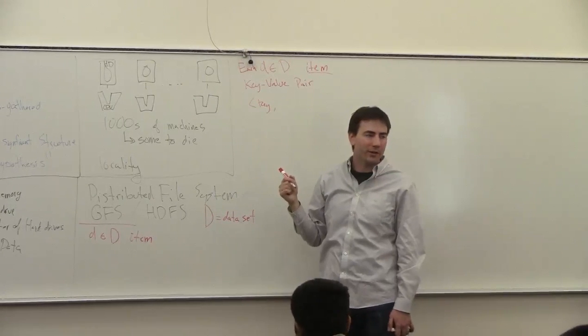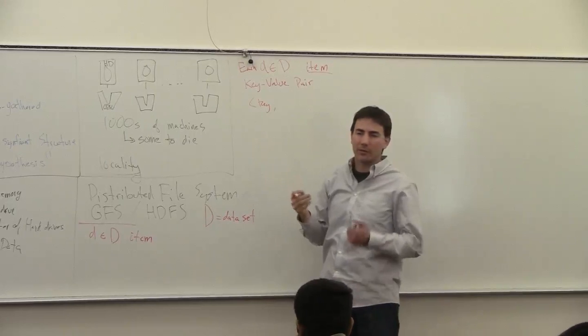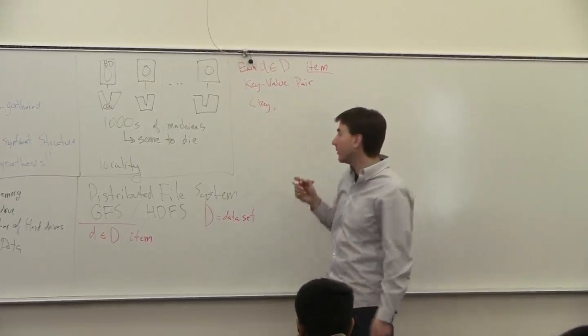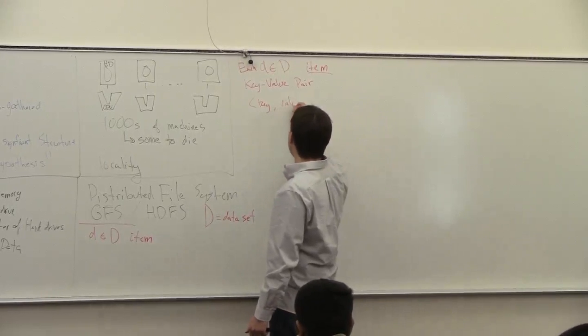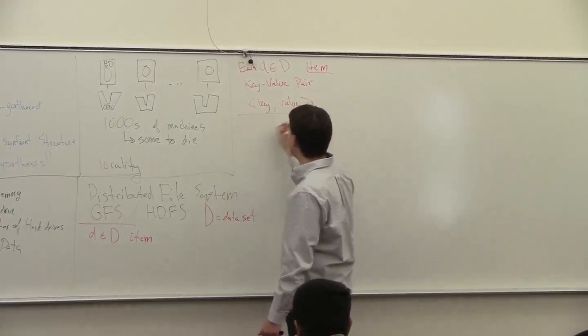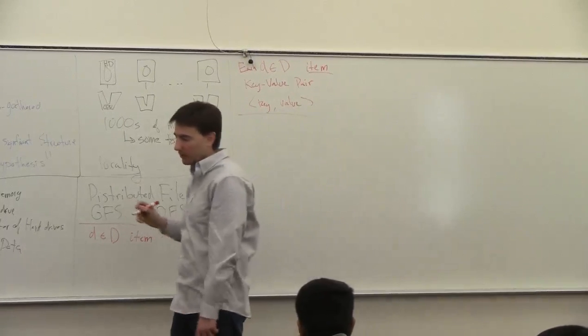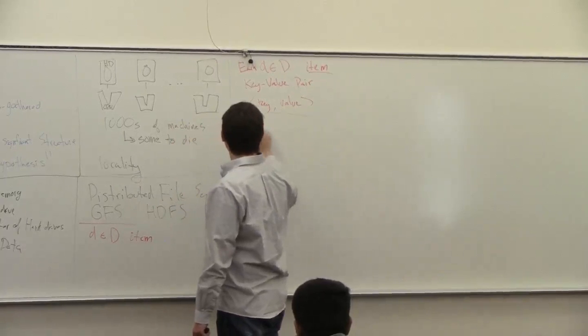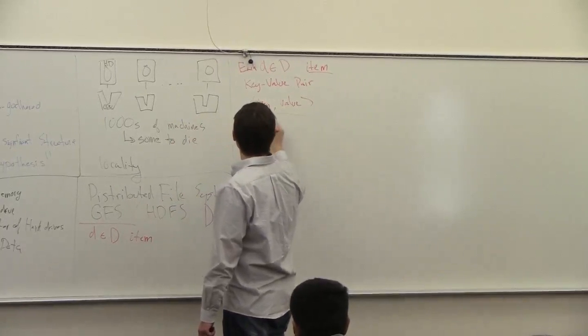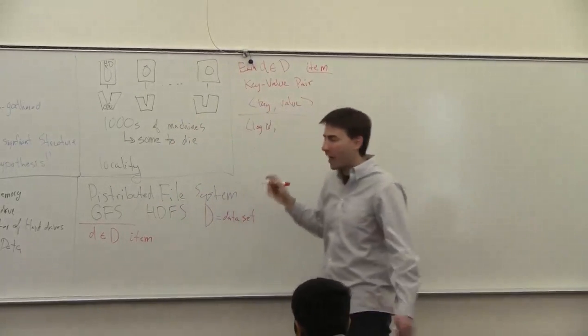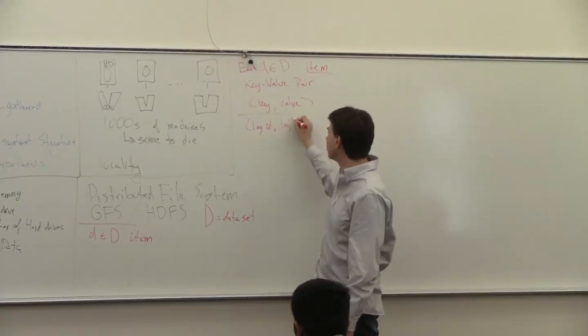So you're going to have some key which is not necessarily a unique identifier for the data, but is something that refers to how you want to organize the data, and then the value. Some examples of this might be where the key, you'd have some log ID, and then the value is just a log.